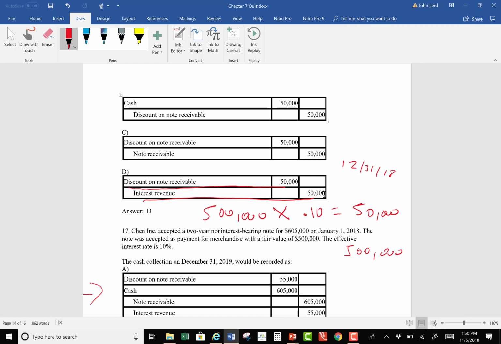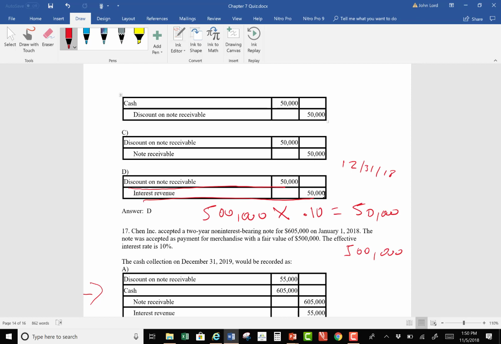Now the balance is 55,000. So when we look at the note, 605,000 minus 55,000 meant that the carrying value of the note for year two, tell me again, guys, was 550,000? Okay, 550,000 times the 0.10 was the interest revenue for year two, 55,000.